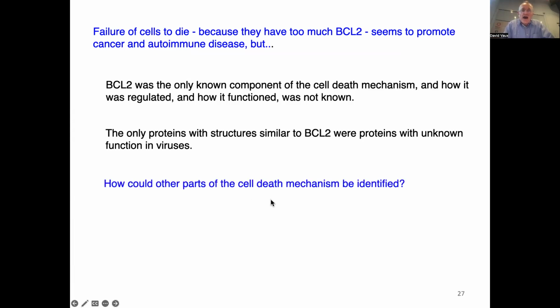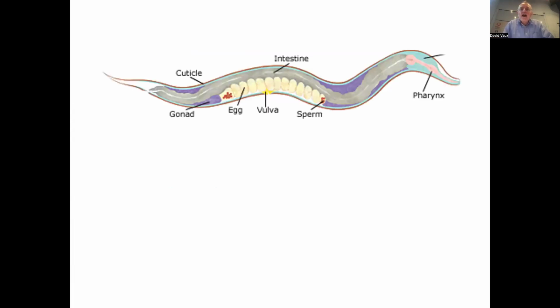So how could other parts of the cell death mechanism be identified? And the clues came from this organism. This is a roundworm called C. elegans, or Caenorhabditis elegans. It's a worm that's less than 1 millimeter long, but it goes from a single fertilized egg to a wriggling worm. It hatches out of its shell and goes off wriggling in about 14 hours. And then after about 2 weeks, it dies of old age.